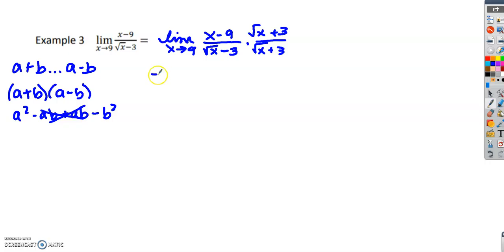Okay, so why? Well, take a look at what happens. I'm actually going to start with the bottom. When I multiply these two, they are technically binomials, meaning they have two terms.